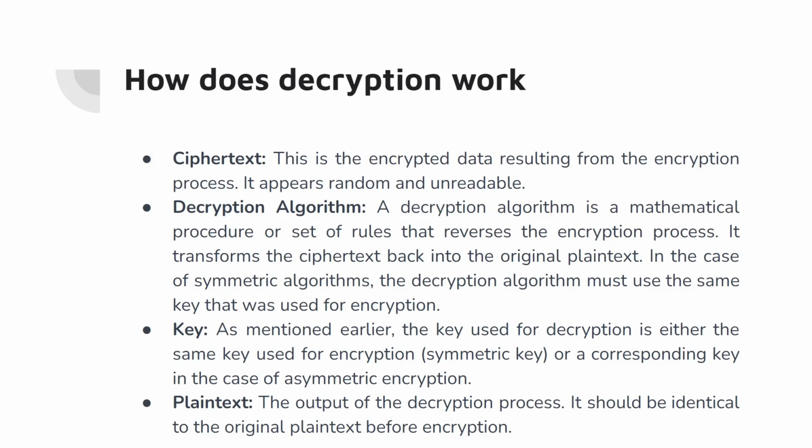Meanwhile, for asymmetric algorithms, there are separate keys, one that is used for encryption and another one for decryption. After decryption, the plain text should be once again available. It should be identical to the plain text that was first encrypted.